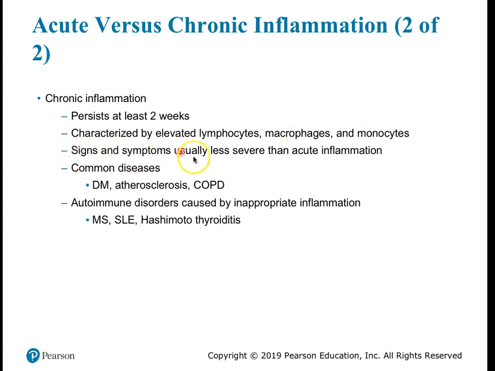Signs and symptoms of chronic inflammation tend to be less severe. Now, look at the diseases. DM is diabetes mellitus, atherosclerosis, or COPD. Also look at the autoimmune disorders of multiple sclerosis, lupus, Hashimoto's thyroiditis. What do they all have in common? They have in common that they occur as chronic inflammation over years, perhaps decades, in some cases for the life of the individual. I'm going to pick on atherosclerosis as an example.